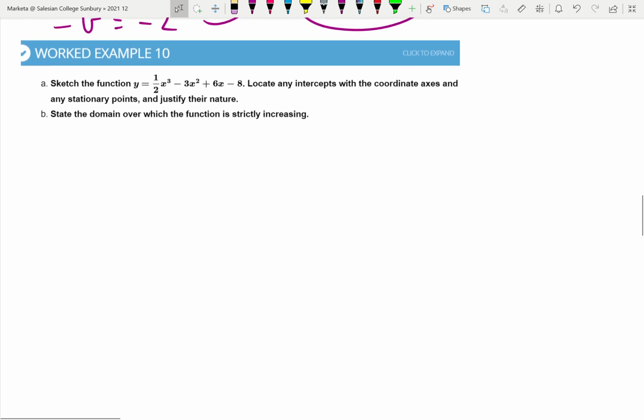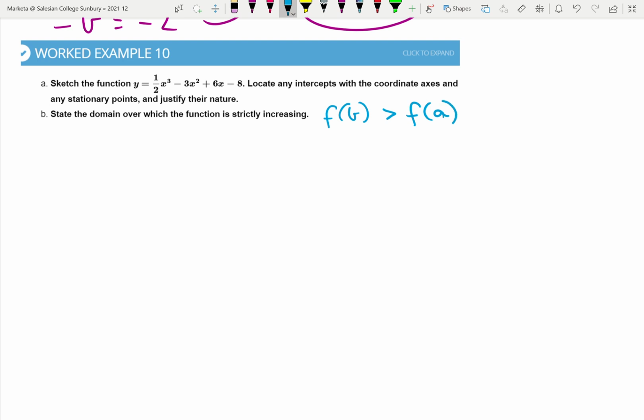I think this is the last one. We have to sketch this graph and locate x-intercepts, y-intercepts and turning or stationary points and justify their nature. State the domain over which it's strictly increasing. All right, so strictly increasing, I'm just going to write that straight away, f of b greater than f of a. So we'll come to that when we get there.